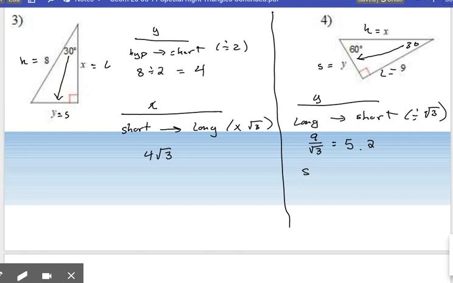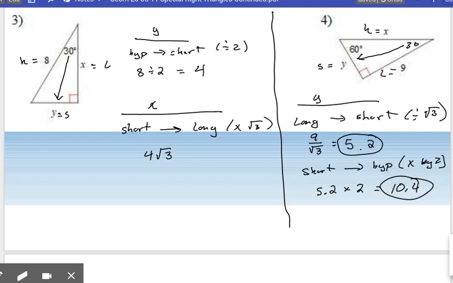And now I can go short to hypotenuse, and that is just multiplying by 2. So 5.2 times 2 is going to be 10.4. Now, do keep in mind that these are approximated. That second one, I didn't label it. I apologize. That was my hypotenuse. That was the x. So our y is 5.2. Our x is 10.4.